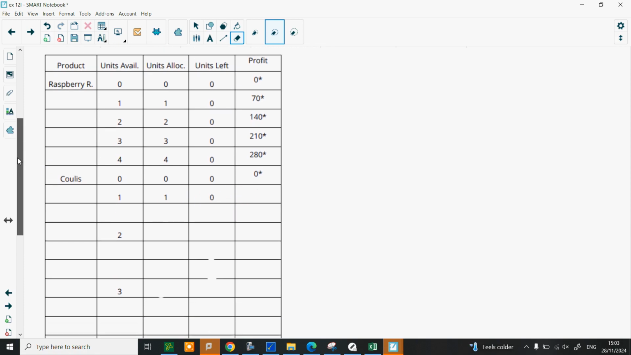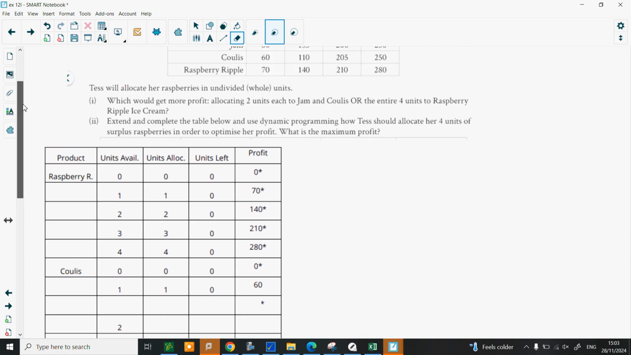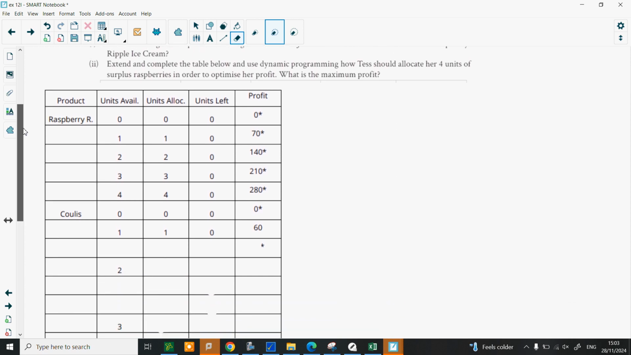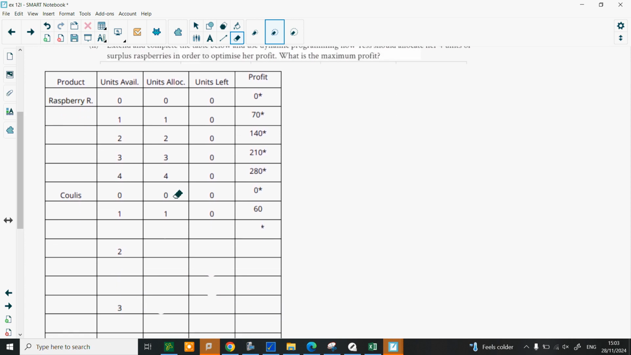Now, you make 1. You allocate 1. And what you have here, guys? What do you think? What number should go here? 60. Okay. Why is it 60? Yeah, because we only had 1 unit and we sold 1 unit. Is that right? Now, what happens if we don't allocate anything?